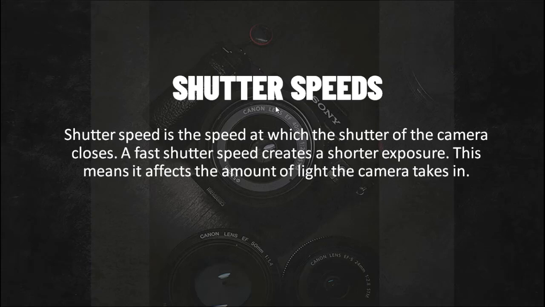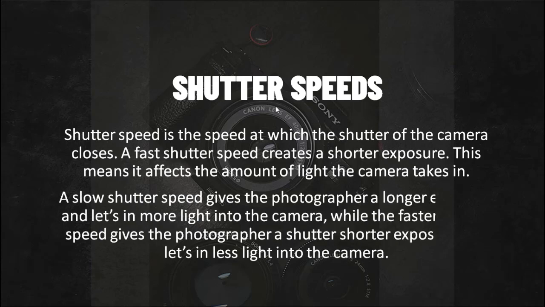Okay, because when you're shooting at a faster shutter speed, your exposure is very short. That means very little light comes in. When you're shooting at a slower shutter speed, your exposure takes a little more time and more light comes into your camera. What this means is that faster shutter speeds produce darker pictures and slower shutter speeds produce brighter pictures. A slow shutter speed gives the photographer a longer exposure and lets more light into the camera, while a faster shutter speed gives the photographer a shorter exposure and lets in less light.